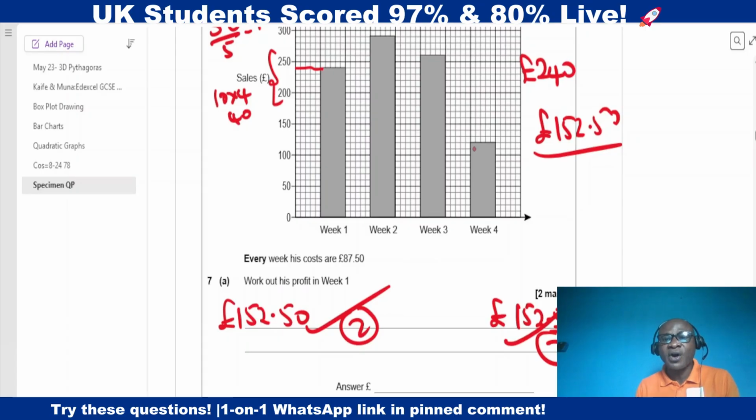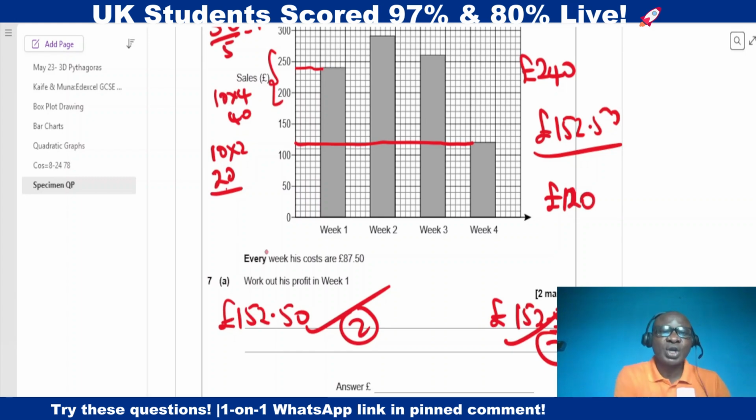Now, in question 7B, they changed to week 4. Let's go to week 4. Week 4 is 2 lines above 100. Here, 2 lines above 100. That is week 4. Meaning that each line is 10 multiplied by 2, which is 20. We add 20 to 100 to get the sales in week 4, £120.